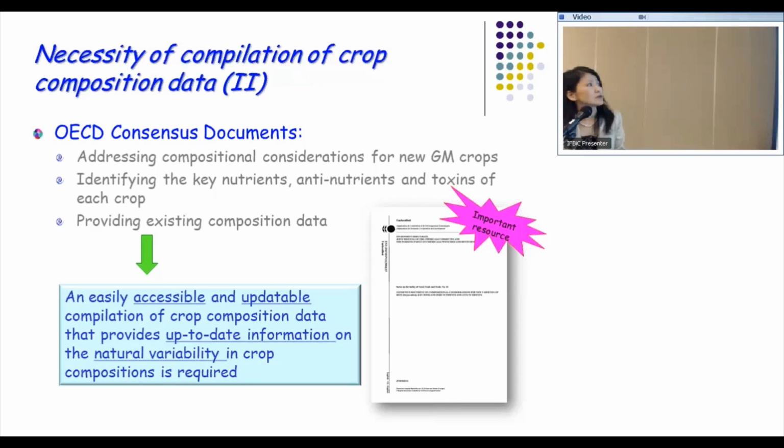But regarding the composition data provided in the consensus documents, they cannot be easily updated. And also, many new conventional crops have been developed. Therefore, an easily accessible and updatable compilation of crop composition data that provides up-to-date information on the natural variability in crop composition is required.